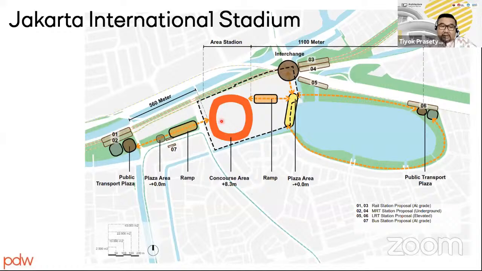The land is not big for a stadium of 80,000 people. It's almost as big as GBK. GBK itself has more than 400 hectares of land, with a sport facility of 100 hectares. This is only a third. And how we utilize the park around it: in total it has 70 hectares of land, but the stadium is just under 20 hectares of land.